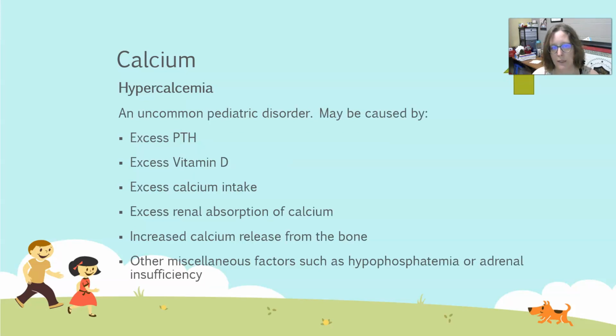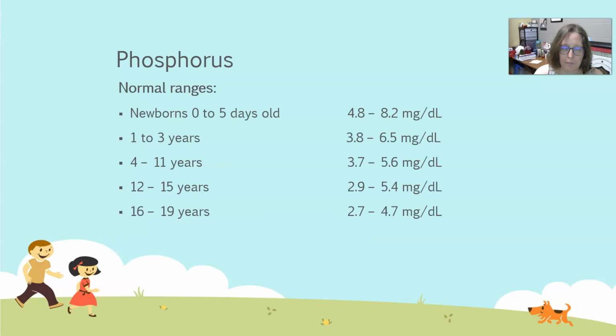Hypercalcemia, or a high calcium level in the blood, is uncommon in the pediatric population, but if it is found, it could be caused by excess parathyroid hormone, excess vitamin D, excess calcium intake, or excess renal absorption of calcium, and increased calcium release from the bone. So there are other miscellaneous factors such as hypophosphatemia, or low phosphate levels in the blood, or adrenal insufficiency. Those can also impact calcium levels.